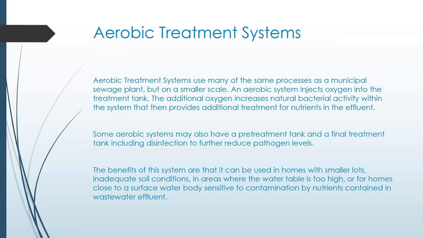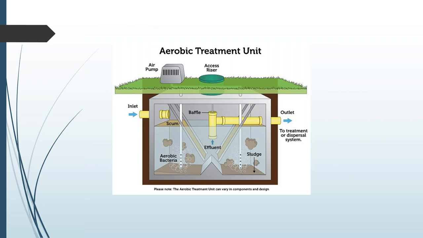The benefits of this system are that it can be used in homes with smaller lots, inadequate soil conditions, in areas where the water table is too high, or for homes close to a surface water body sensitive to contamination by nutrients contained in wastewater effluent. And here is a very basic picture of an aerobic treatment unit, paying particular attention to the air pump. Of course, there are many varied versions and designs for an aerobic treatment unit, but all of which will employ some type of aeration.